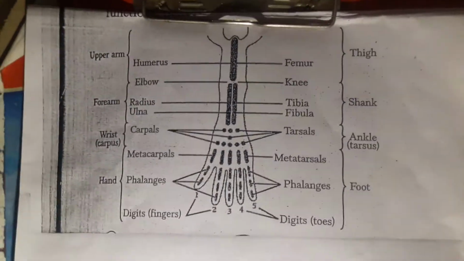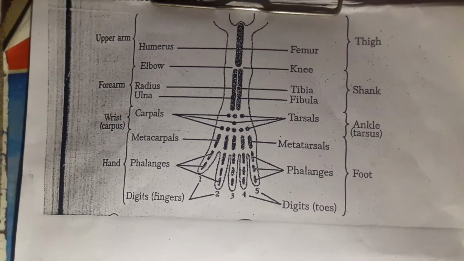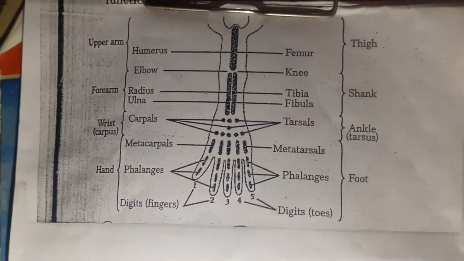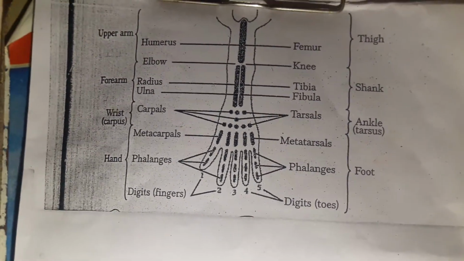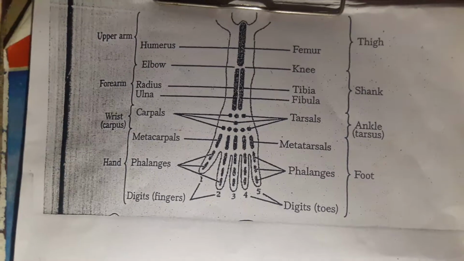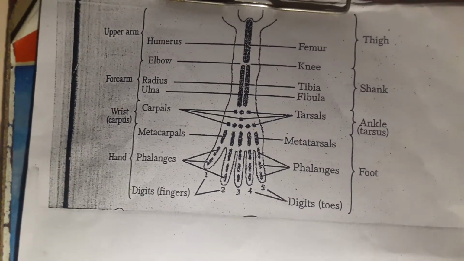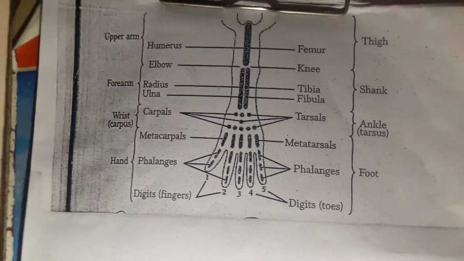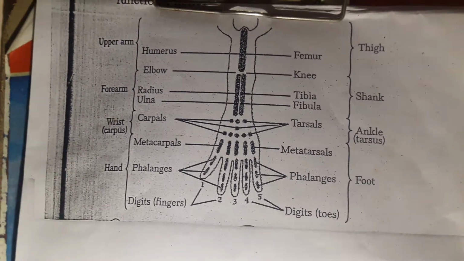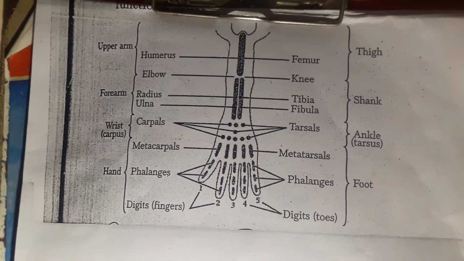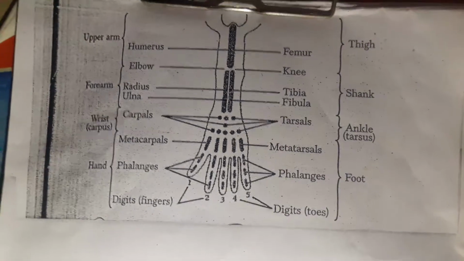There are also types of homology. The different types of homology are: homology existing between different species is called phylogenetic homology. An example is the pentadactyl limbs of all the breathing vertebrates. So phylogenetic homology is nothing but the homology existing between different species.